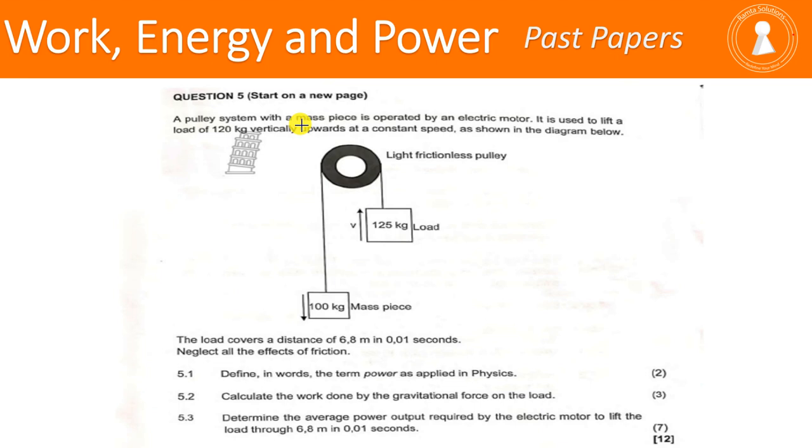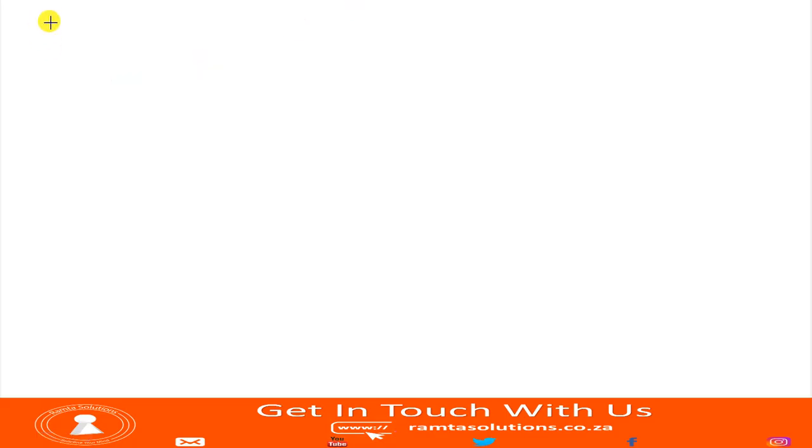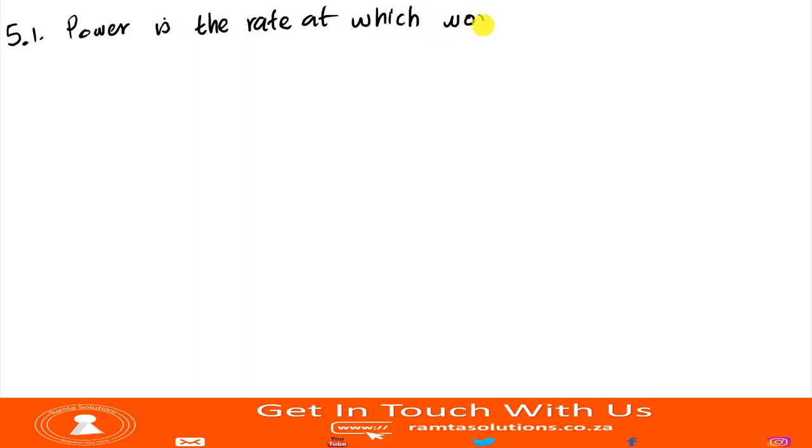5.1. Define the term power as applied in physics, for 2 marks. We define power as the rate at which work is done, for 2 marks.